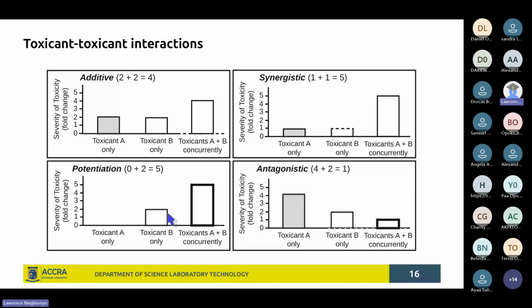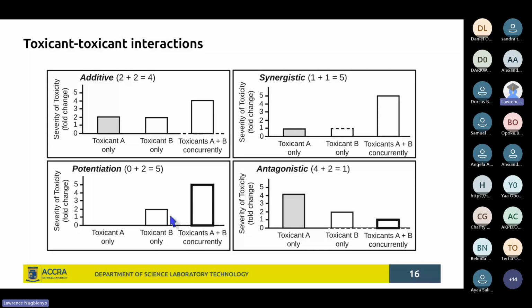Well, we can move on and take a look at toxicant-toxicant interactions. If you have two or more toxicants that a person is exposed to, what happens with the combined effect of these toxicants? We're looking at 4 different cases, 4 different scenarios of these toxicant-toxicant interactions.